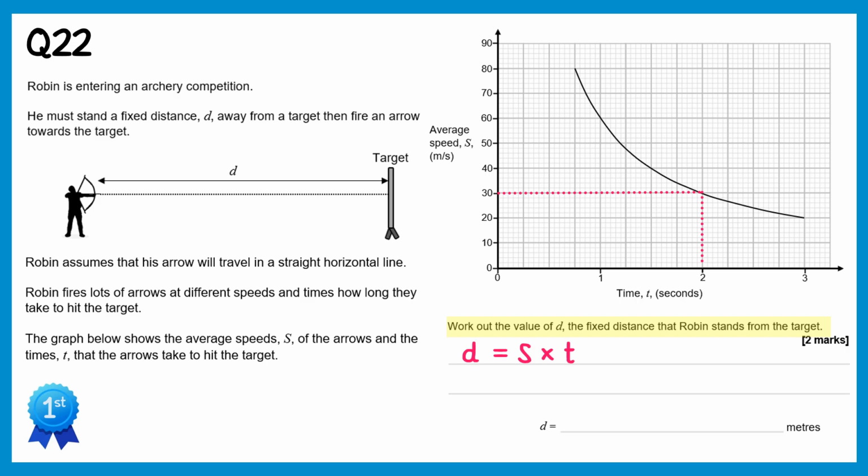So if we do the average speed, which is 30 times the time 2, you end up with 60. And as I said, it doesn't matter which point you choose. If you chose this one here, where it was 3 seconds and 20 meters per second, you still do 3 times 20, which is 60. And if you chose 1 second, you do 1 times 60, which is of course 60.